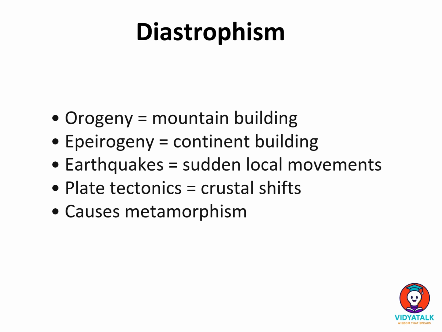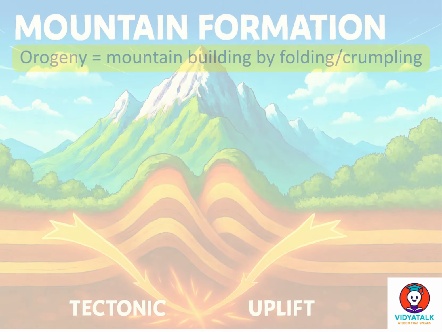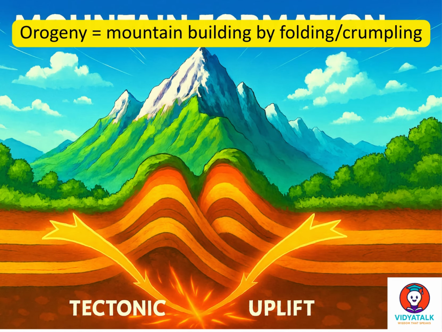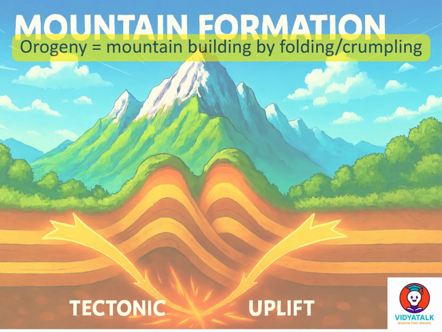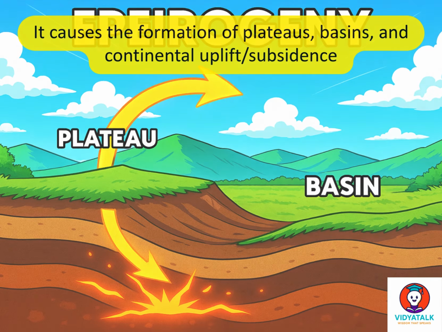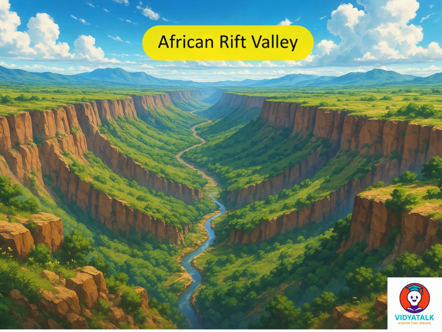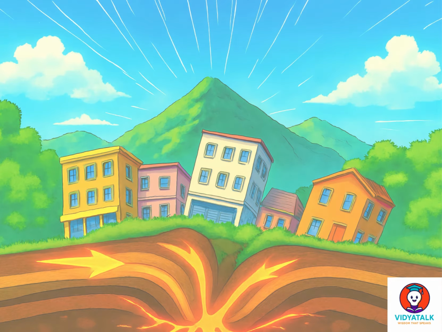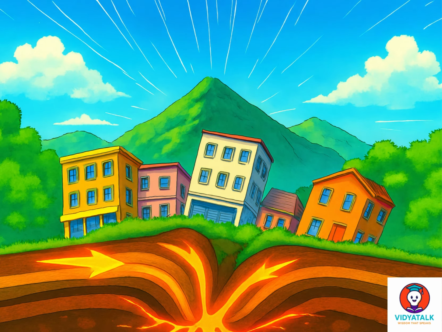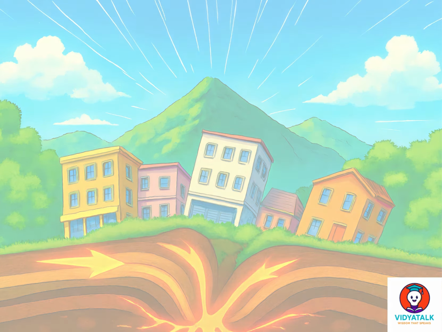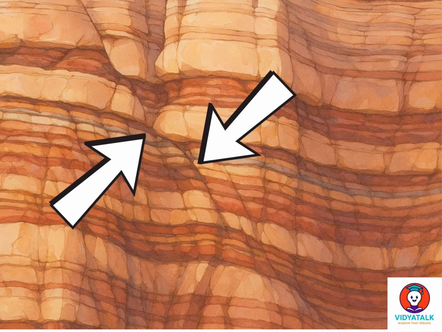Diastrophism. Diastrophism means processes that move, uplift, or deform the crust. Orogeny builds mountains by folding rocks. Epeirogeny uplifts large crust areas, continental building. Earthquakes are sudden local shifts. Plate tectonics shifts entire crustal plates. These cause faulting, fracturing, and even metamorphism of rocks.